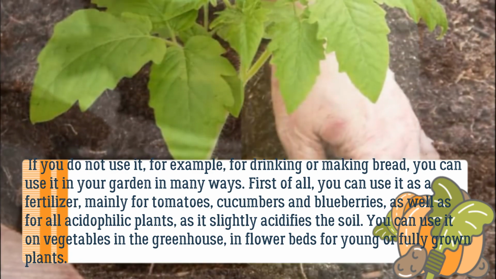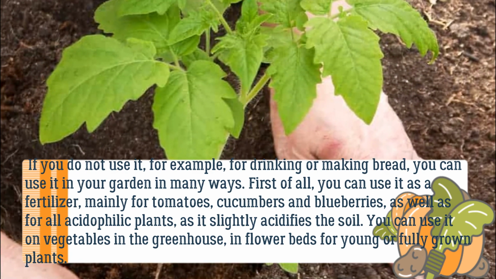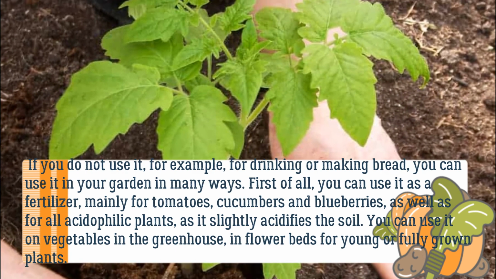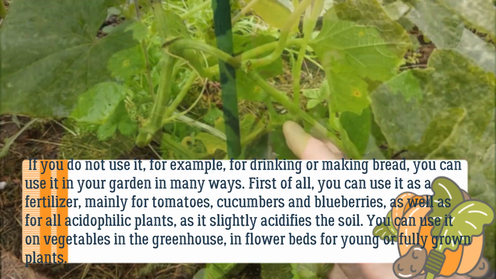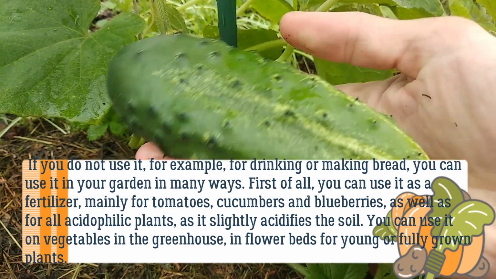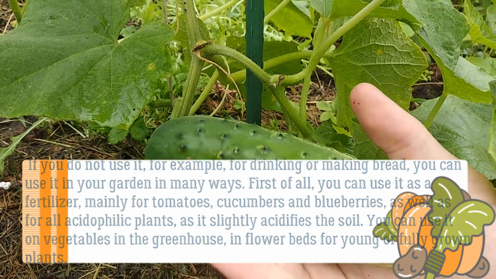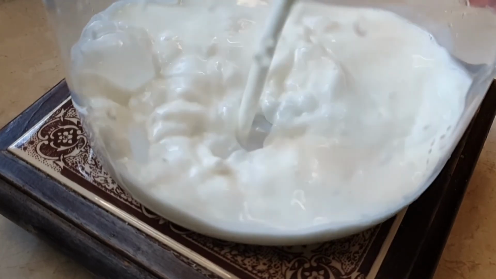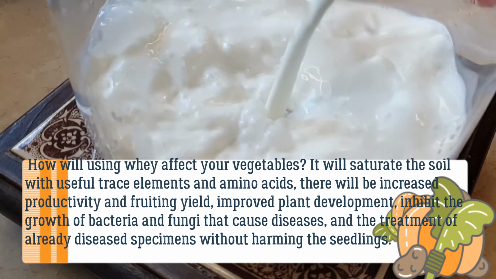First of all, you can use it as a fertilizer, mainly for tomatoes, cucumbers, and blueberries, as well as for all acidophilic plants, as it slightly acidifies the soil. You can use it on vegetables in the greenhouse, in flower beds for young or fully grown plants. How will using whey affect your vegetables?